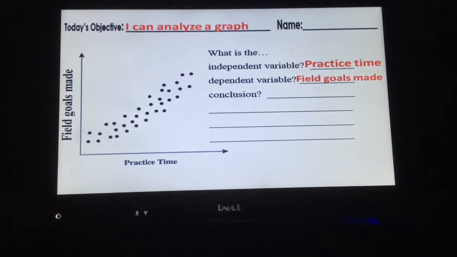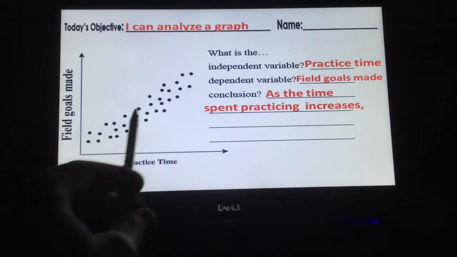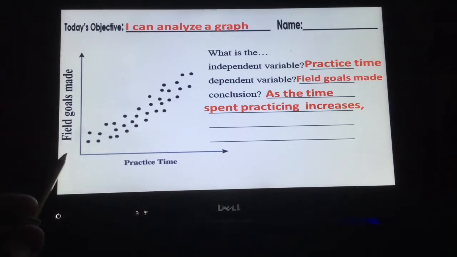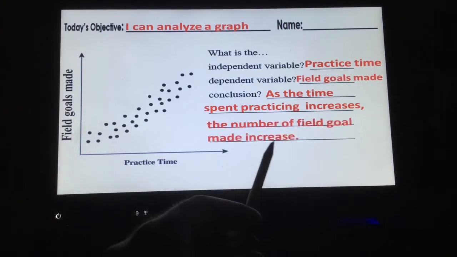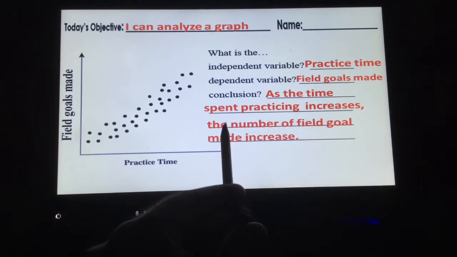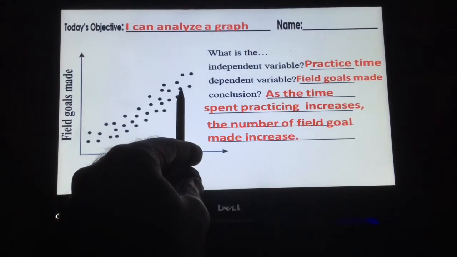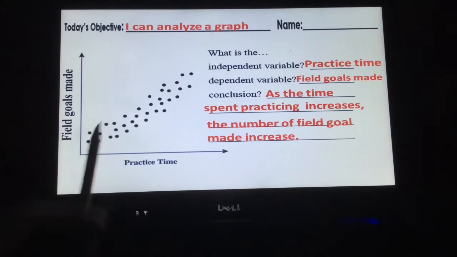Now you remember the conclusion always starts out when the independent increases. That's how it always starts out. So in this case we have practice time. So when the practice time increases, as you can see we have a positive correlation. So it's going up, it's increasing. That means that the field goals made also increases. So again, the conclusion is as the time spent practicing increases, the number of field goals made increases, which makes sense because the more practice, the better you get. So if you practice a lot, you're going to make a lot of field goals. If you don't practice that much, you won't make a lot of field goals.